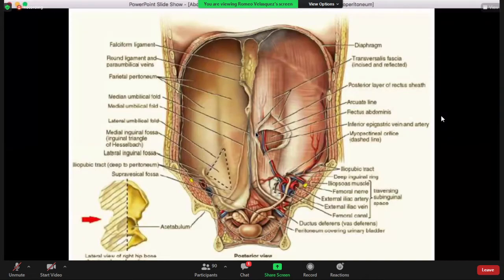That is an important landmark where you will see the blood supply entering the posterior aspect of the rectus sheath and rectus abdominis muscle.